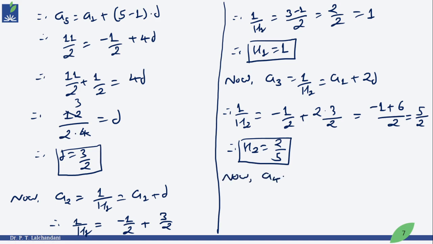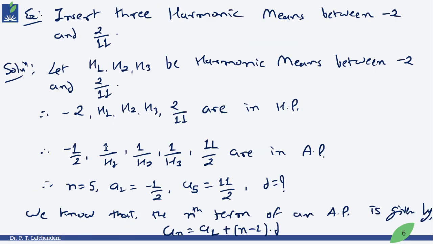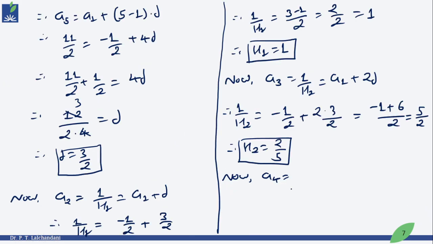Similarly, a4, what is the fourth term? This one is first, second, third, and this is our fourth term, 1 upon h3. So this is 1 upon h3. And what is the formula for fourth term? It is a1 plus 3d. What is a1? It is minus 1 by 2 plus 3d. 3 into 3 by 2.